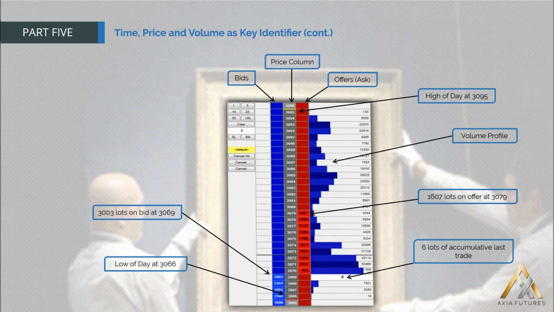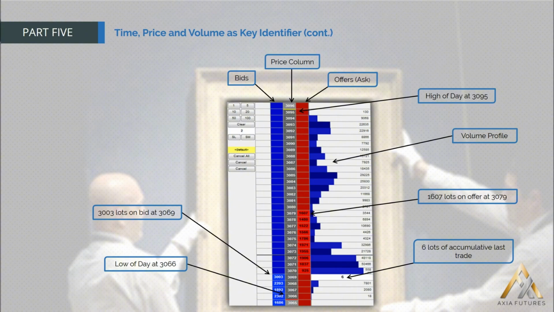Now note, as you can see, just an example, 1,607 lots are on the offer in this example. In other words, there is a seller at the price 30.79 that is willing to sell 1,607 contracts. Again, as prices move up and down and the volatility picks up and down and the volume picks up and down, this amount of contracts being offered might vary and might change.